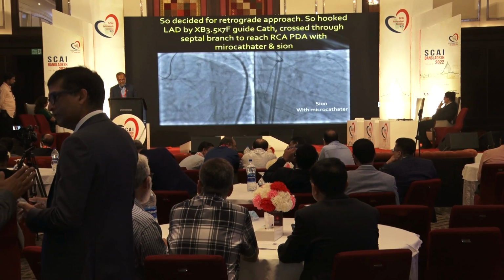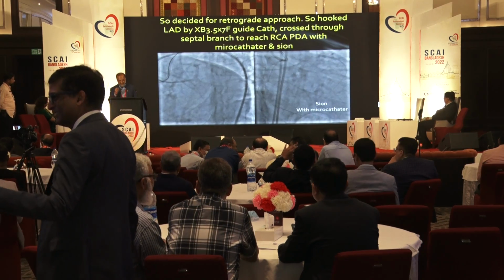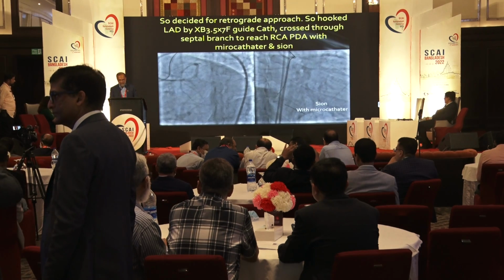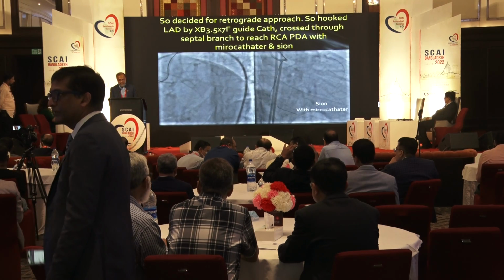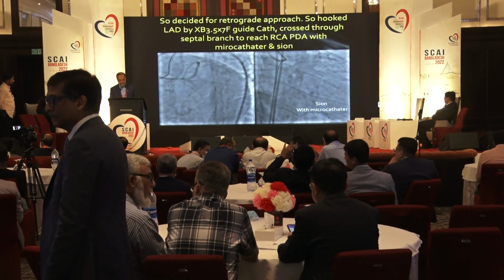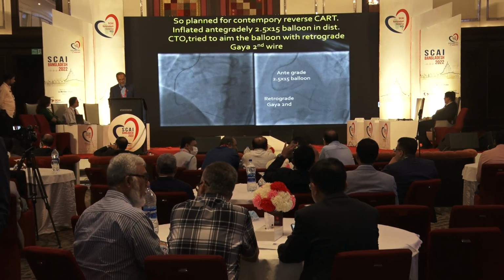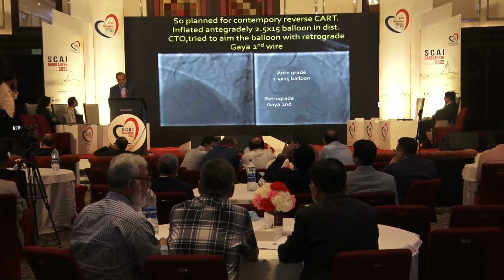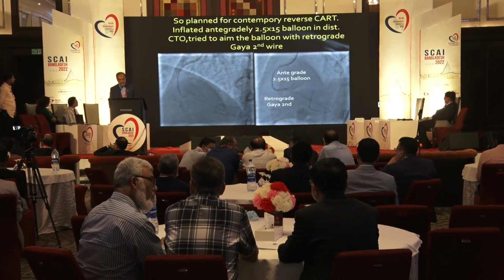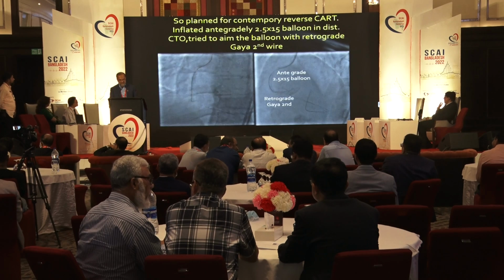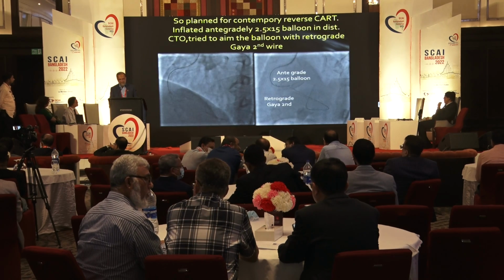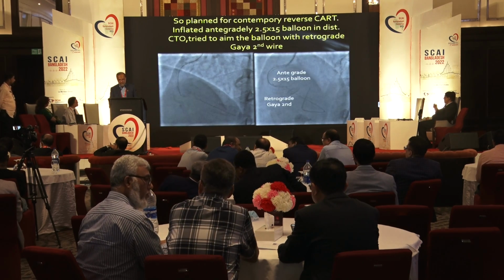So I hooked the LAD with an XB 3.5 7-French guiding catheter, and crossed through the septal branch to reach the RCA PDA with a microcatheter. So I planned for a contemporary reverse CART. I inflated an antegrade 2.5 balloon in the distal CTO and tried to aim the balloon with the retrograde Gaia Second wire.